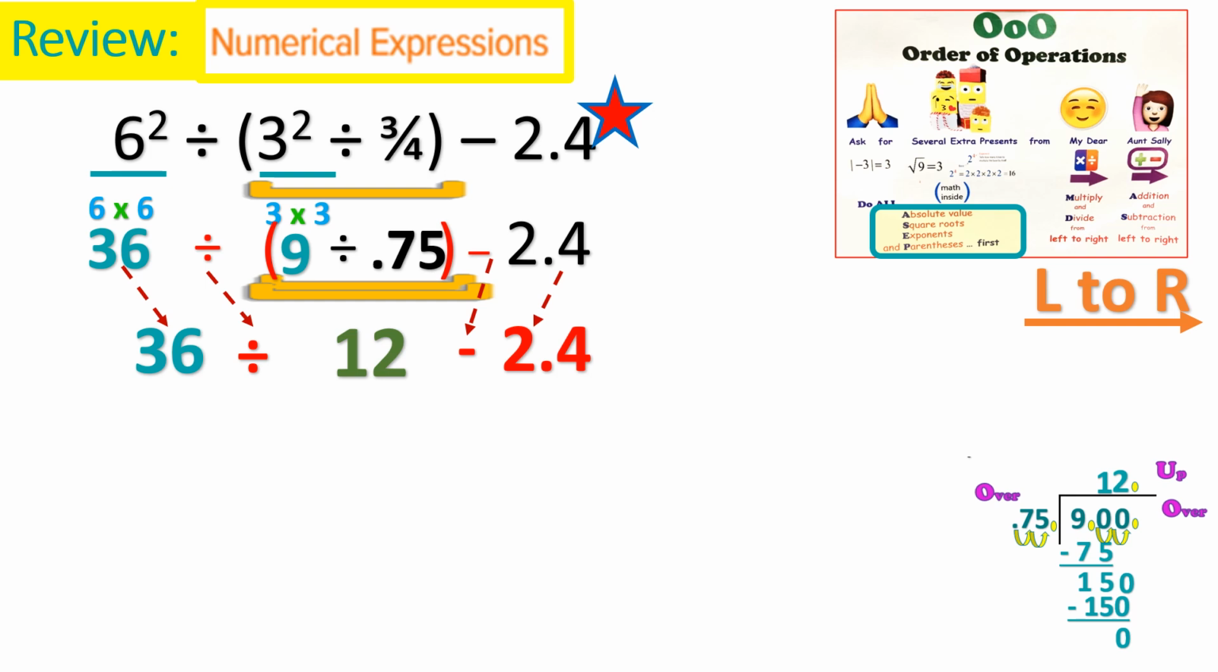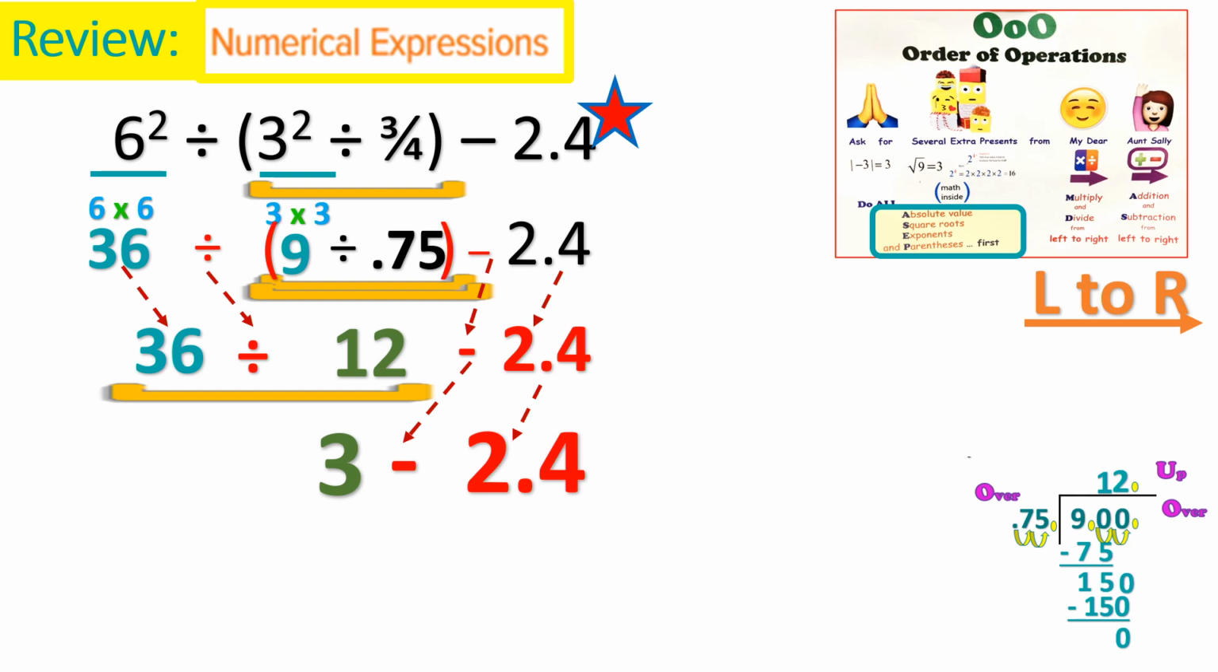I have 36 divided by 12. In my handy dandy calculator, I can type that in, or I can put a division box. 36 divided by 12 is going to be 3. And I'm going to subtract my 2 4/10 from it. Can I subtract whole numbers and decimals? Can I subtract decimals? All of that is yes. How do I do it?